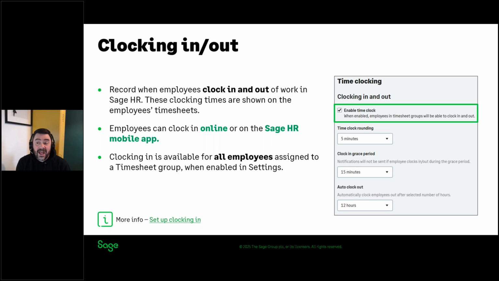So clocking in and out is essentially recording the exact time when employees start work, stop for a break, or end work. And these clocking times, when they've been clocked in, then appear automatically on the employee's timesheet, and they will then determine the number of hours worked each day. Now, employees do have options to clock in either online via the dashboard. There's a clock in widget in the online portal, or they can use the Sage HR mobile app, which tends to be the most common option.